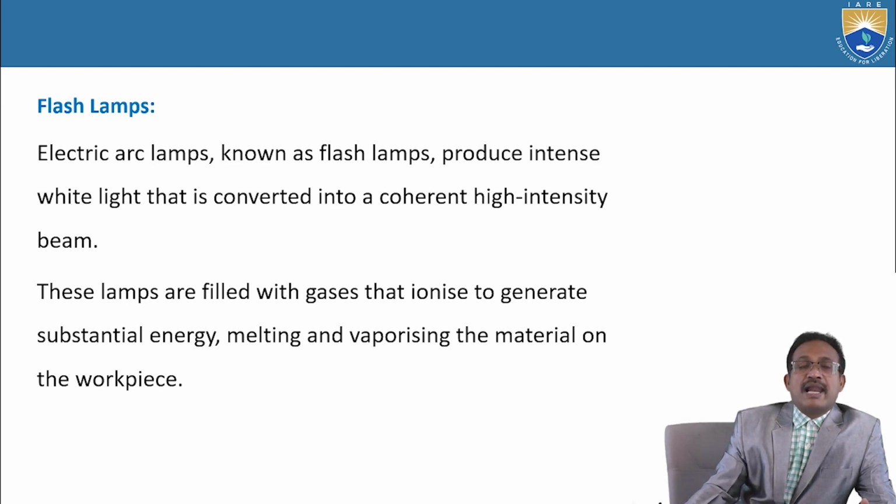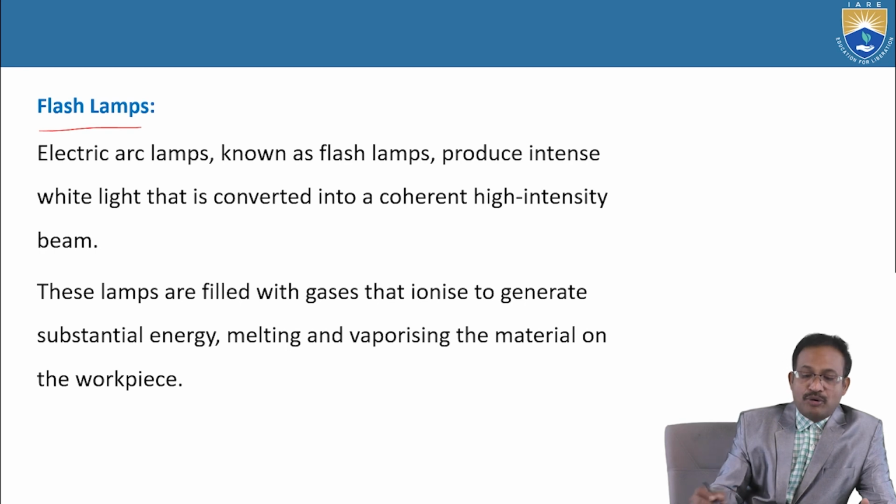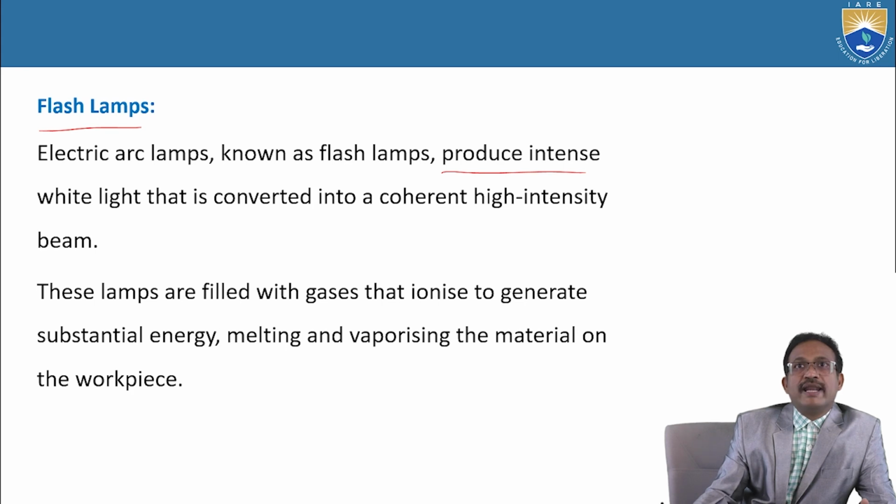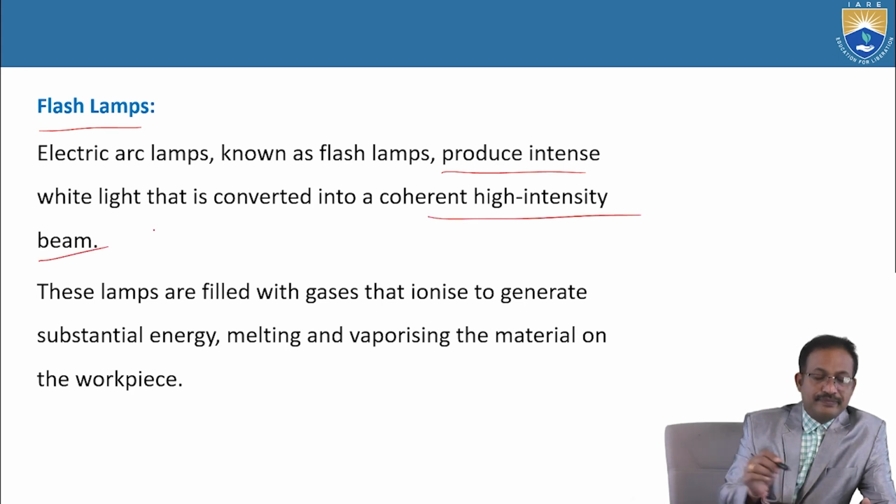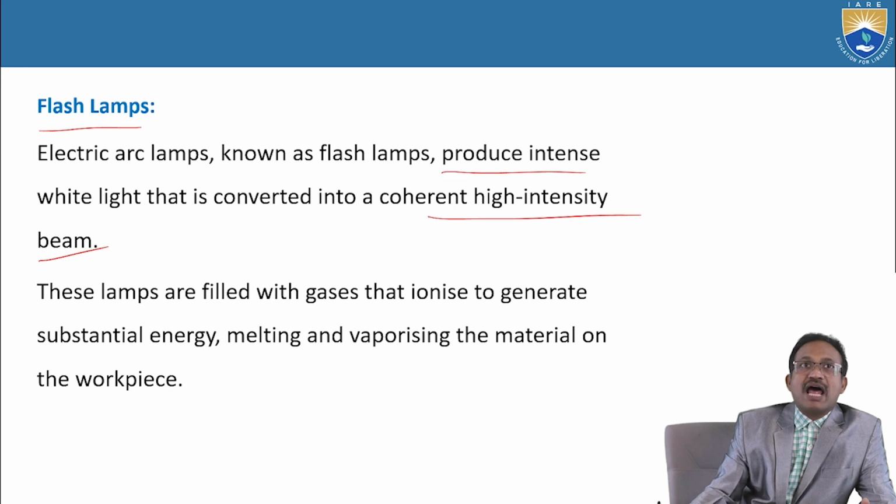Next, lamps. Flash lamps. Electric arc lamps, known as flash lamps, produce intense white light that is converted into a coherent high intensity beam. So here flash lamps are known as electric arc lamps, which produce intense white light that is converted into a coherent high intensity beam.